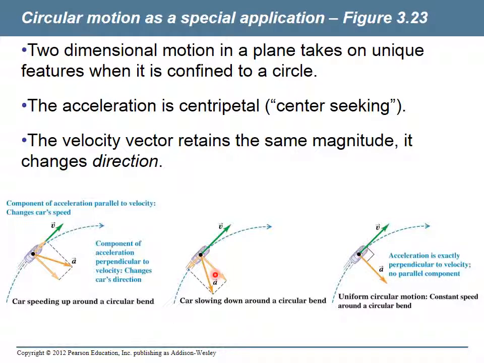So in all these cases, we have acceleration, but different forms of acceleration. In this one, the speed is not changing, but the direction is. In this one, it's slowing, so the speed is changing as well as the direction. And in this one, the speed is changing because it's speeding up, and the direction is changing as well.